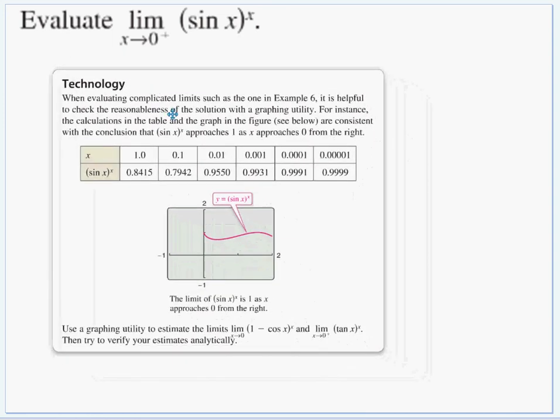When evaluating complicated limits like the one we just saw, it's helpful to check the reasonableness of the solution with a graphing utility. For instance, the calculation in the table and the graph in the figure below are consistent with the conclusion of sine x to the x power approaching 1 as we approach 0 from the right. So here's our graph. We can approach the y-axis from the right and see that the height of that is going to be about 1.